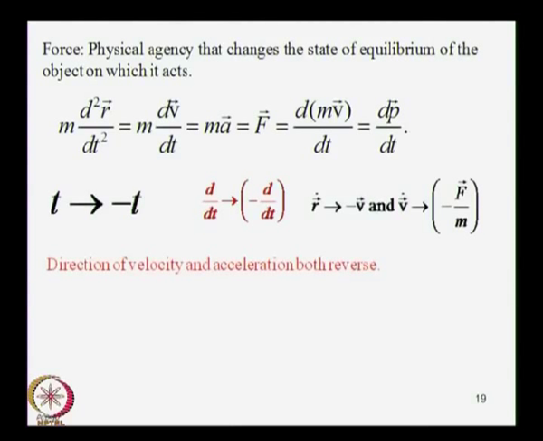and r dot, which is dr by dt, will go to minus v, and v dot, which is d by dt operating on the velocity, will go to minus f over m. So, the direction of velocity and the direction of acceleration both reverse. Okay. So, the motion itself is reversed under time reversal, and Newton's equations are completely symmetric under time reversal.